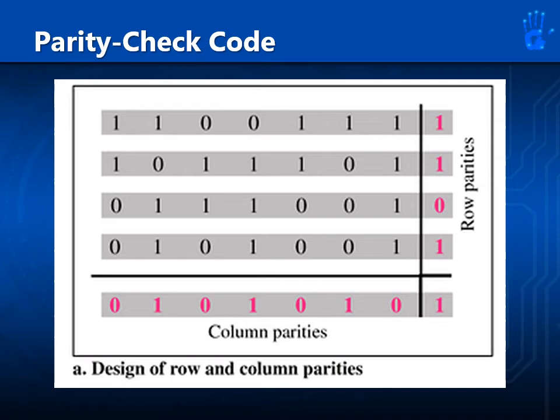And for the column parities, we will take a look at the column for each of the data words. For example, in here we have 4 data words, and then to generate the column parities, we will take a look at the first bit of each data word and generate a parity bit for that column.